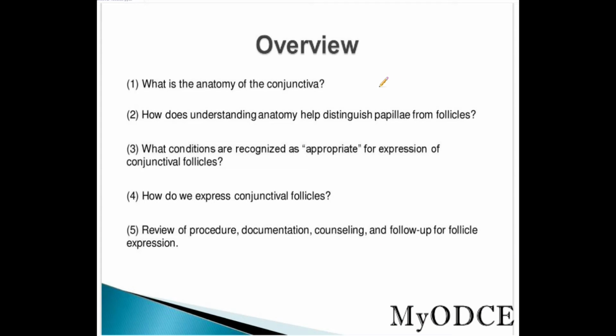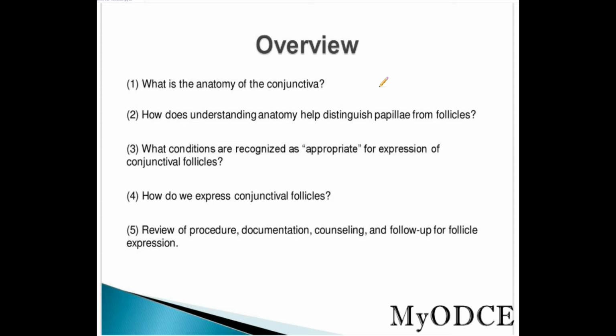So the goals in this lecture, we're going to be discussing the anatomy of the conjunctiva. Understanding the anatomy will help us distinguish between papillae and follicles. We're also going to discuss what conditions are recognized as appropriate when we have to express conjunctival follicles. We'll also go into how we express conjunctival follicles, and from a practice management standpoint, we'll explain how to review the procedure, how to document what's performed, how to counsel patients on the procedure and the treatment afterwards, and how to properly and adequately follow up following the follicle expression.